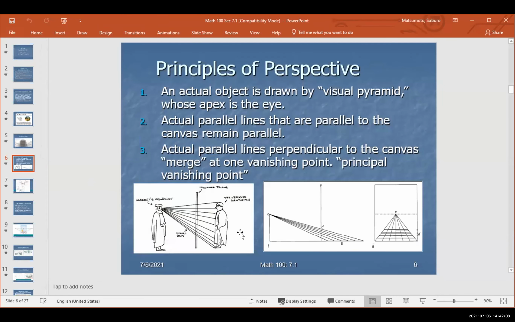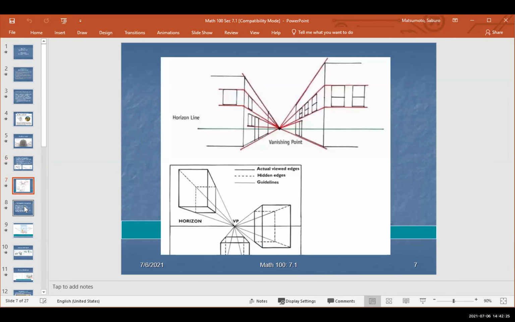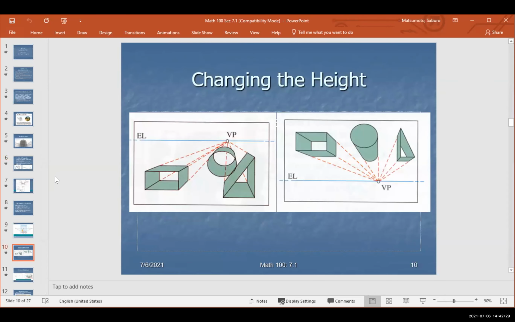Okay, and so this is the visual pyramid I was talking about, and this is what the person is seeing. This is the eye, and from his standpoint, this is a mathematical model which will result in this kind of picture, which was what I was drawing. All right, and so you have many other examples of vanishing points like this, and then these perspective drawings. This is what I was showing you.